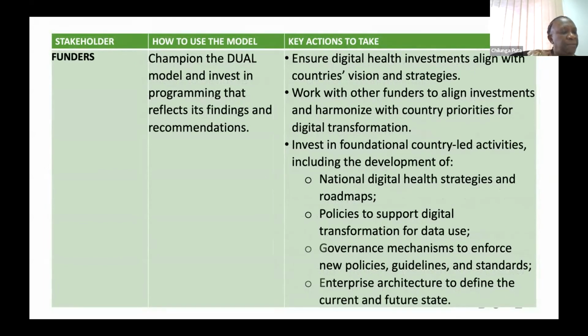And I think finally, the funding agencies, ensure that these funding agencies really can champion the dual model and invest in programming that reflects the findings of the model. What key actions would we expect from them? They should ensure digital health investments align with the country's vision and strategies. I think I briefly touched on this earlier on. They should work with other funders to align investments and harmonize with country priorities for digital transformation.